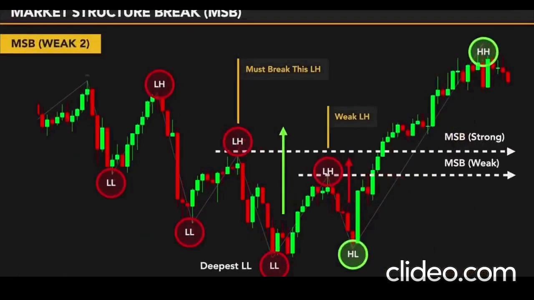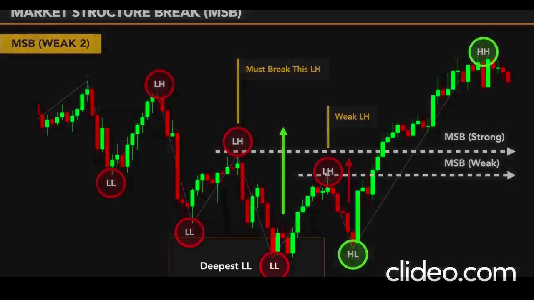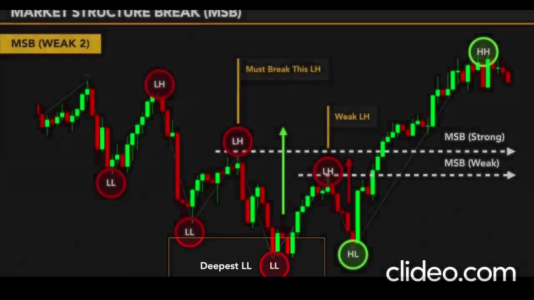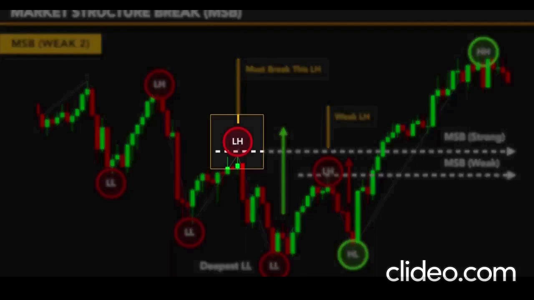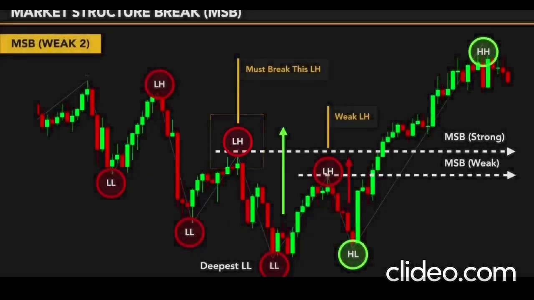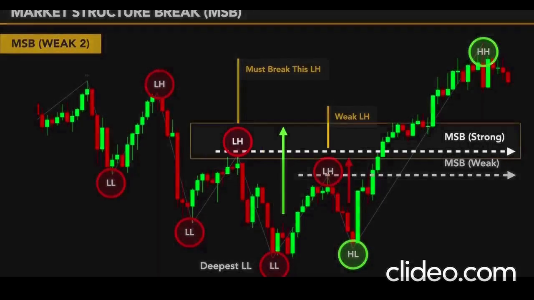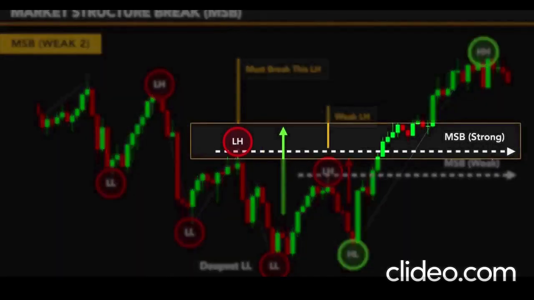Let's see an example. Can you identify the deepest lower low? Yes, this one. Which lower high creates that lower low? Yes, here it is. So we have to break this one for a stronger and more trustable MSB.